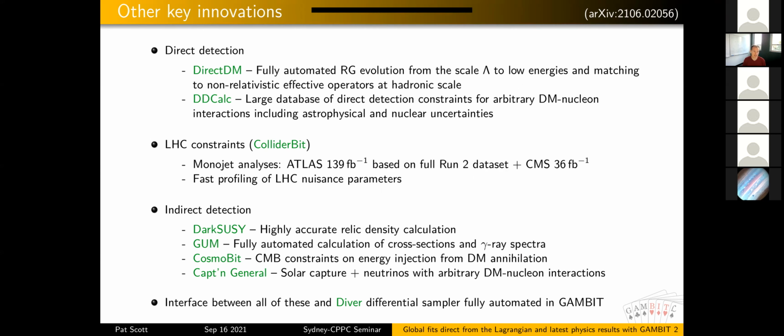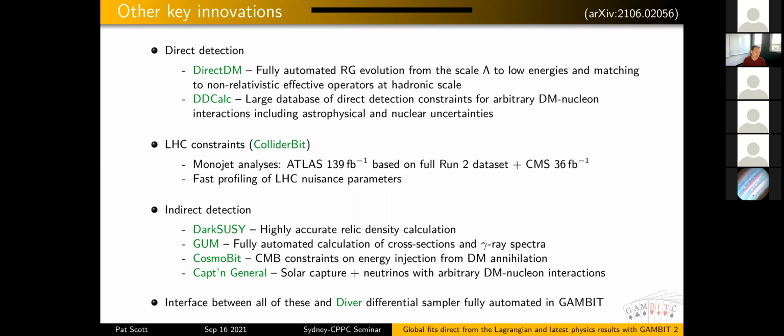The LHC constraints were based all on monojet analyses. So there's the full Run 2 data set, ATLAS 139 inverse femtobarn analysis, which is the thing that did the main heavy lifting, and then also at the time, the best CMS one was a 36 inverse femtobarn analysis that we also included. We included the simplified likelihoods available from CMS and profile over the nuisance parameters there. So that meant that instead of having to choose an individual signal region, we could include all of the signal regions.